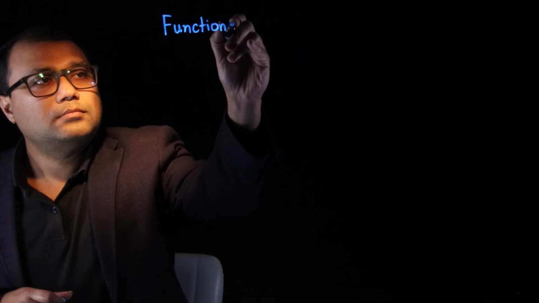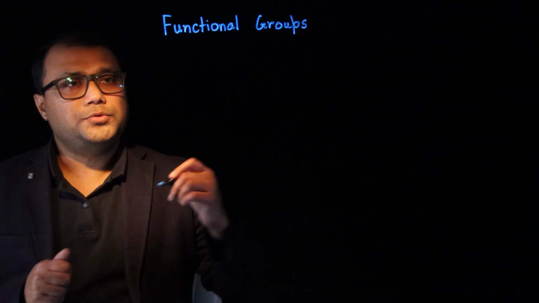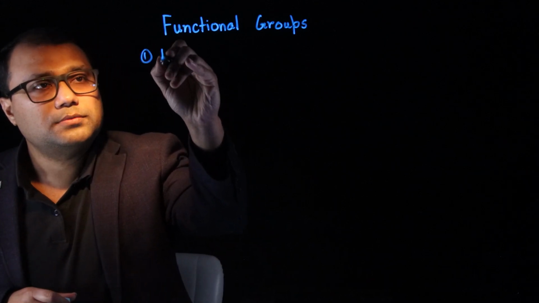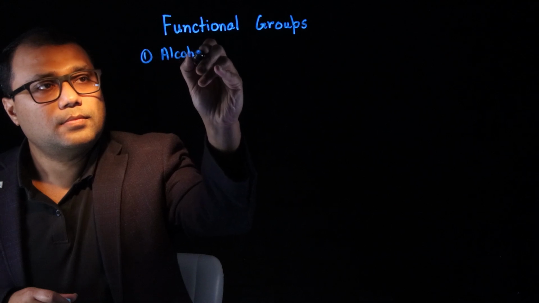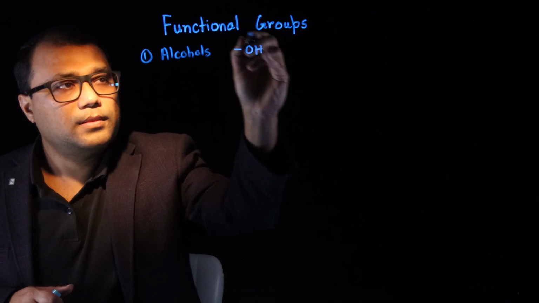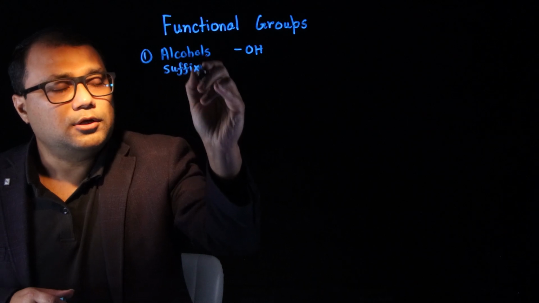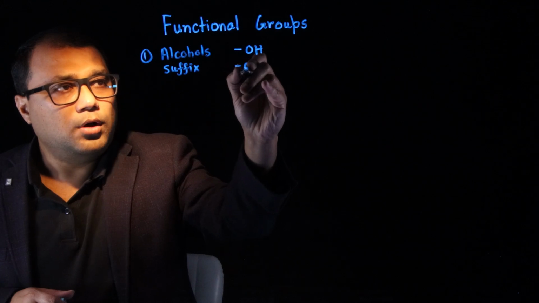So far we have gone over double bonds, triple bonds, the alkyne groups, the halogen groups, okay? Next, we will look at other functional groups. So the first functional group that I will introduce to you is alcohols. Okay, alcohols, they end with OH. The suffix that goes in the nomenclature is -ol.